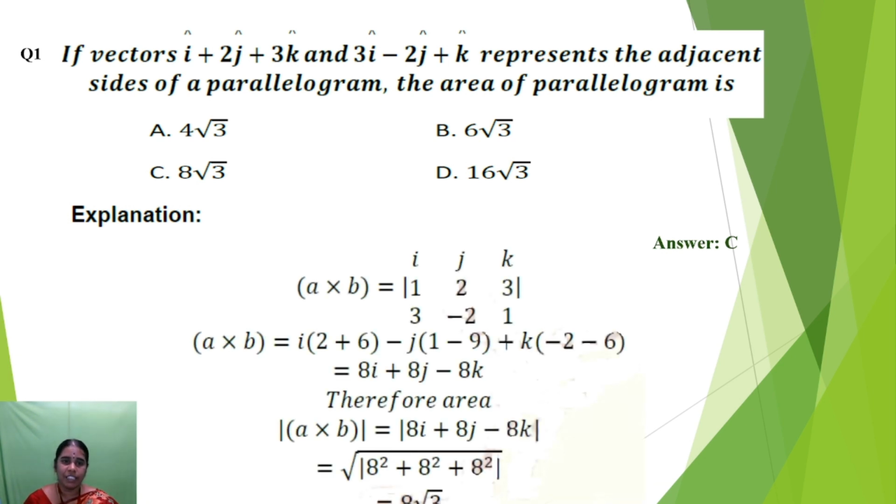We know that area is nothing but the modulus of a cross b. Take the first given vector as a, second one as b. Then a cross b is the determinant of i j k, 1 2 3, 3 minus 2 1. On solving that, we get a cross b as 8i plus 8j minus 8k. Therefore, area is the modulus of a cross b. On taking modulus, root of the i coefficient square, j coefficient square and k coefficient square, which is root of 8 square plus 8 square plus 8 square, which is 8 root 3, which is our option C.